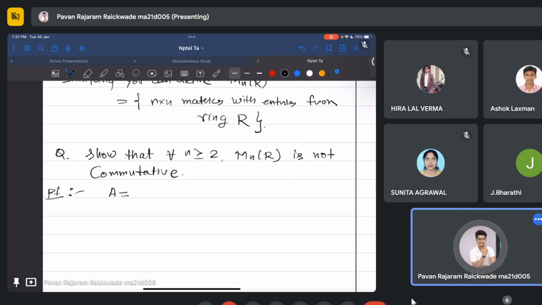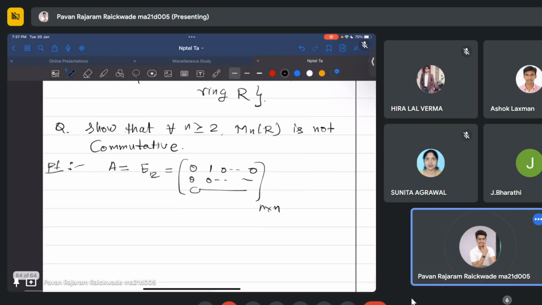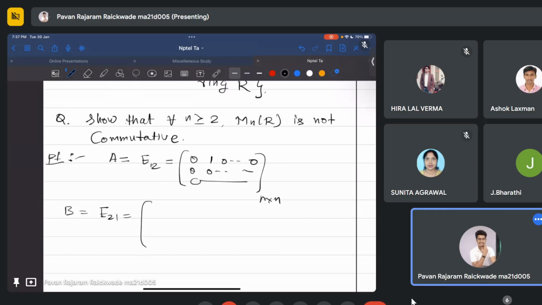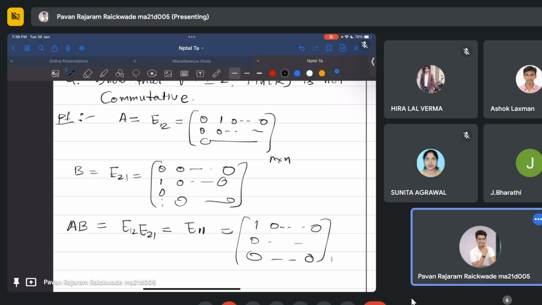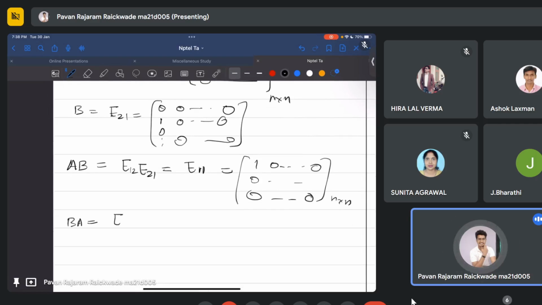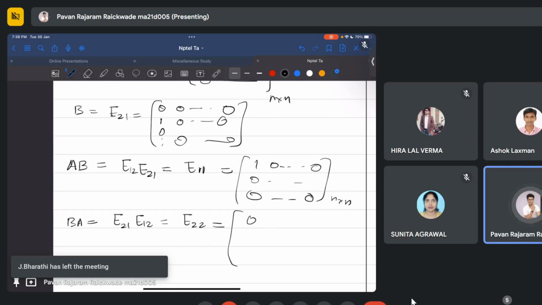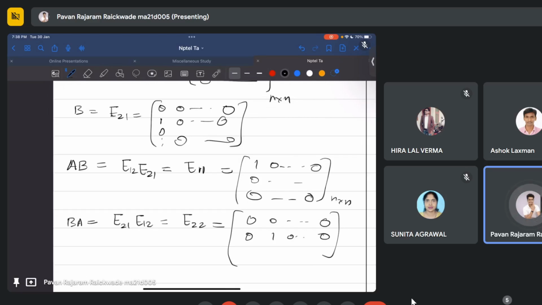So let A be E_12, which is the matrix, of any size n cross n, where only the first row, second column entry is 1, the rest all 0. Then take B as the matrix E_21, which has second row, first column entry 1, all others 0. This 1 is the multiplicative identity of your ring R. What happens if you do AB? This is a well-known notion, you can verify: E_12 E_21 is E_11, the matrix with 1 in the first entry, all others 0. What is BA? It is E_21 E_12, which is E_22. You can verify this multiplication. This will have 1 in the second diagonal entry, all others 0.